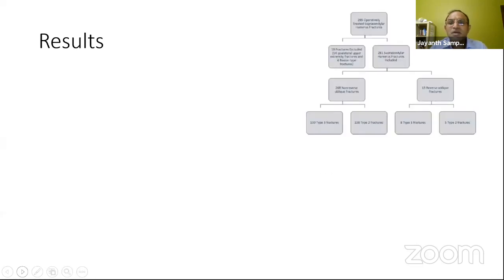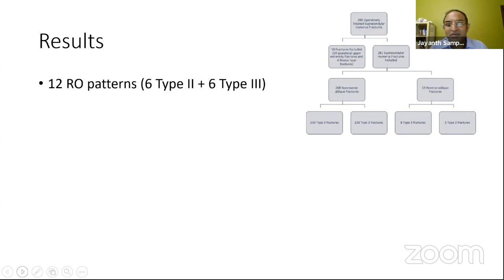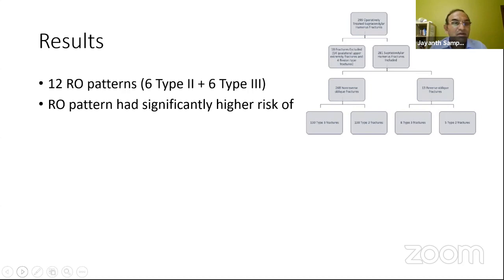reduction. So this is the actual distribution of all the patients. According to this diagram, they had 13 reverse oblique fractures, but in the results, they've said there are 12 reverse obliques. So that's an editorial mistake.